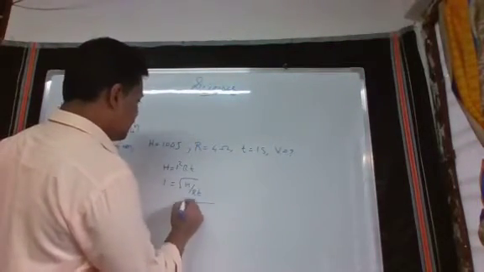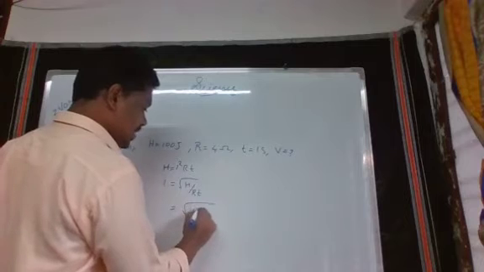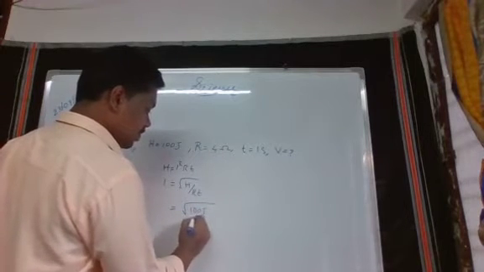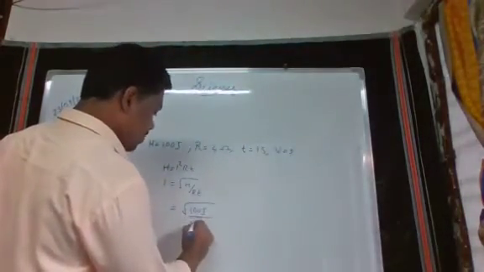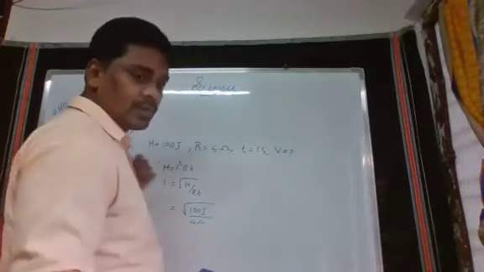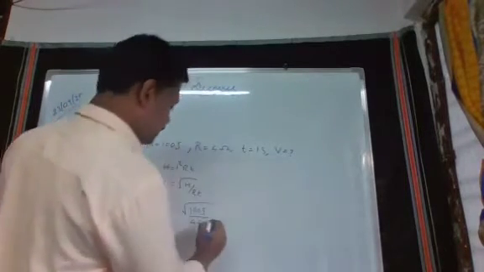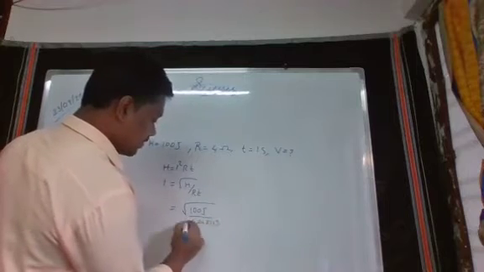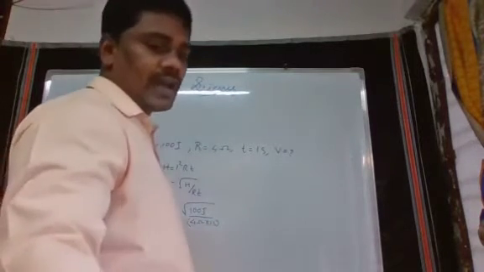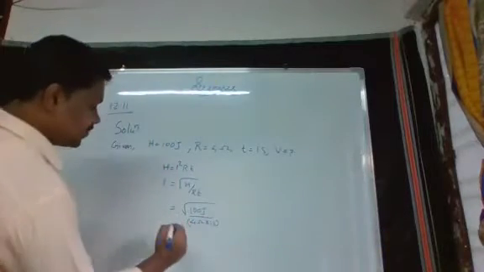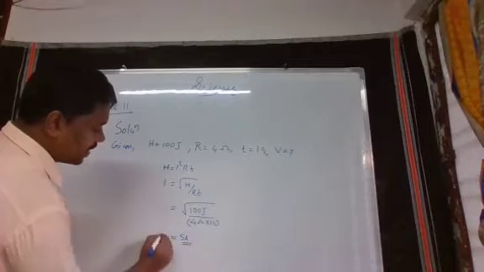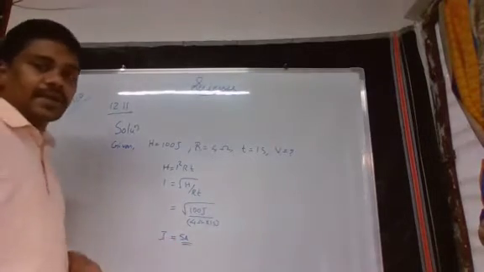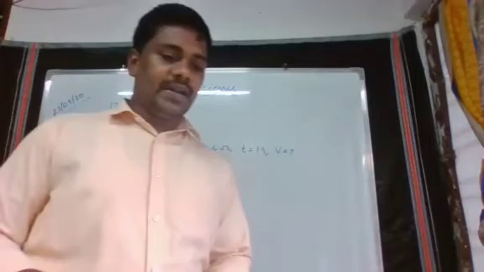what is the value of H? 100 joules, by R 4 ohm and time 1 second, into 1 second. We will get it like this. What value we will get? That is equal to 5 ampere. We will get the value of current I is equal to 5 ampere.